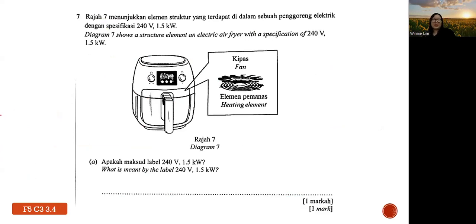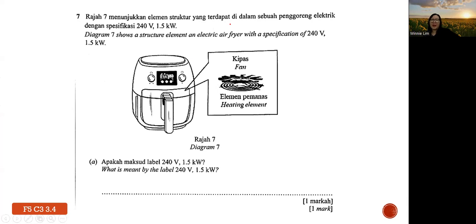Okay, question 7. Question 7 is similar to the section B essay questions, where you have a small table and then they ask you to choose. This question is under electrical energy and power, topic 4.5, or electricity. Diagram 7 shows the structure of the element in an electric air fryer with a specification of 240 volt and 1.5 kilowatts. So what does this label mean?